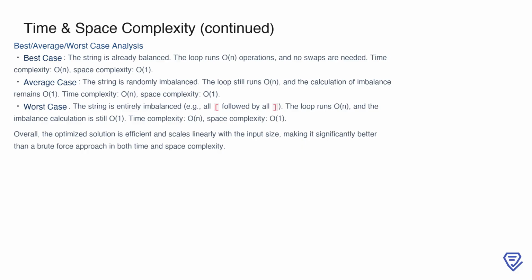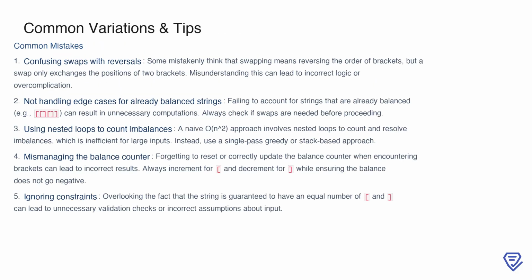In the worst case, the string is maximally imbalanced, such as having all opening brackets, followed by all closing brackets. Even in this scenario, the algorithm processes all characters in O(n) time, and the imbalance calculation remains O(1). Therefore, the solution consistently achieves O(n) time and O(1) space, regardless of the input, making it robust and scalable for any input size. When solving this problem, there are a few common mistakes to watch out for.